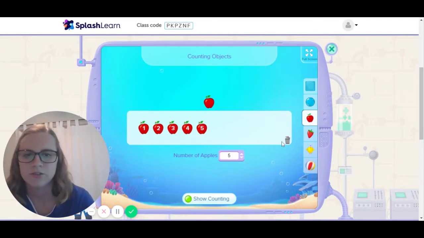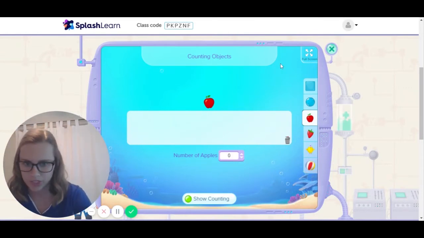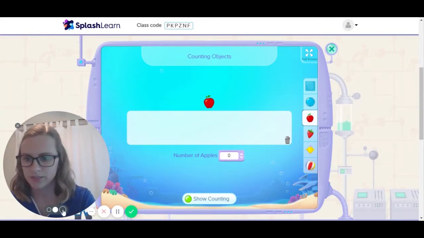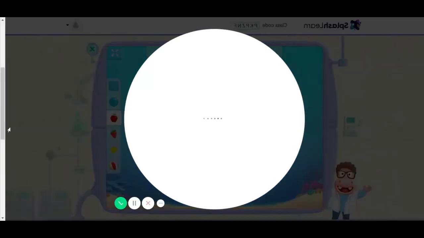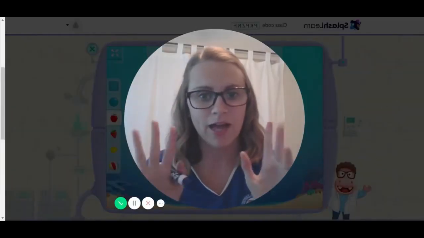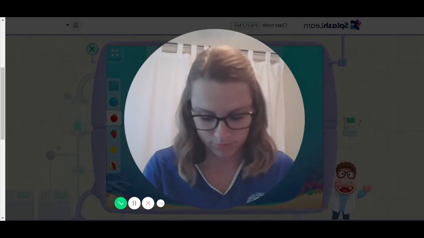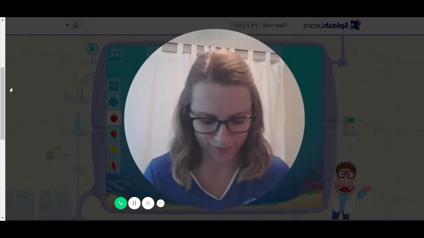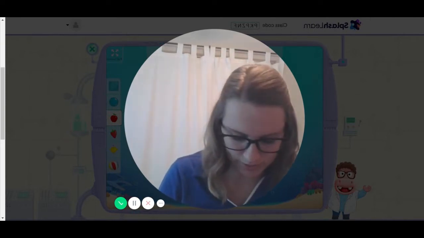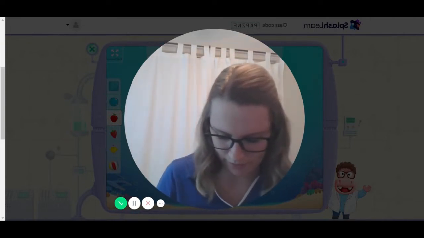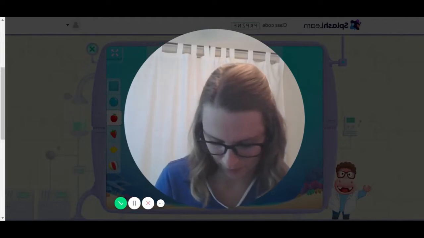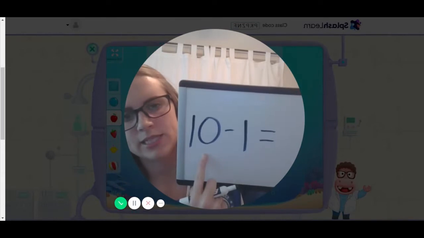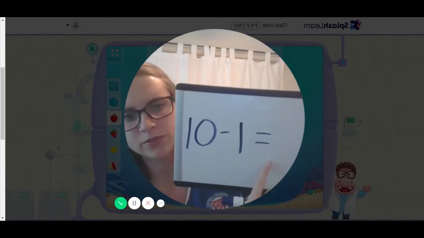All right. So now that we are done counting objects, we're going to start using our fingers. Because sometimes we might have a math problem and not have our objects available to count on. Or we will have our fingers available to count on. So let's start with 10 because we have 10 fingers. And we're going to do this problem first. 10 minus 1 equals.